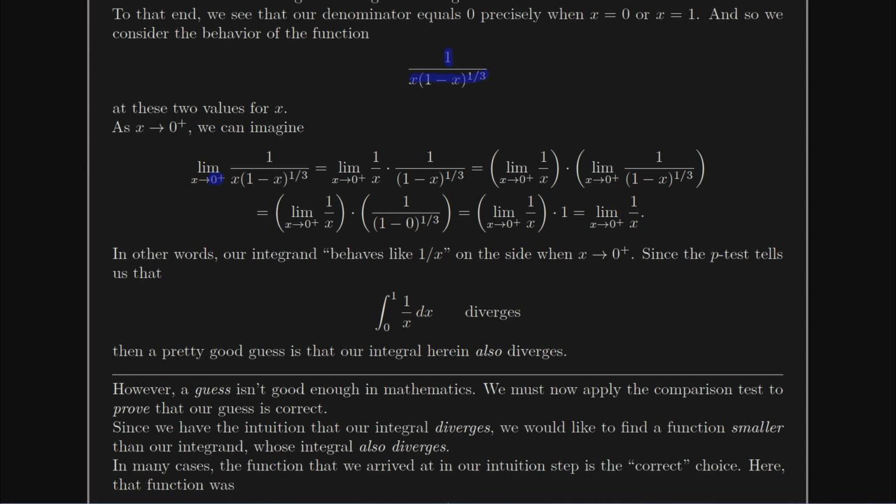So if I compute the limit near 0, I'm going to split my function at this multiplication of the denominator. We call it 1 over x and 1 over (1 minus x) to the 1/3, or individually, a limit as x goes to 0 of 1 over x and a limit as x goes to 0 of 1 over (1 minus x) to the 1/3. Well, this second limit is easy to compute. Why is it easy to compute? Well, you just plug in 0. If I plug in 0 to that second limit, I just get a 1 out of it.